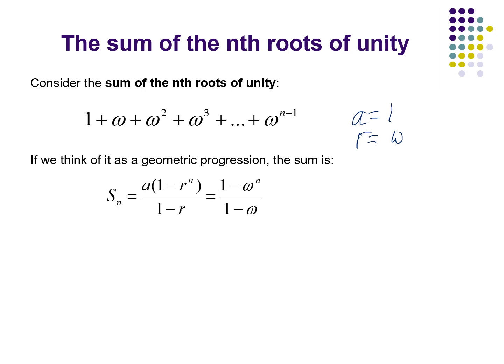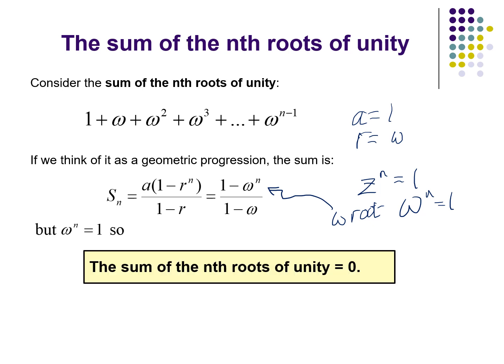Hopefully you've had a look at that. Remember, nth roots of unity are solving z to the n equals 1. If omega is a root, then omega to the n equals 1. What does that tell you about the numerator there? That's 0. So this is a useful property to remember. The sum of the nth roots of unity is equal to 0.